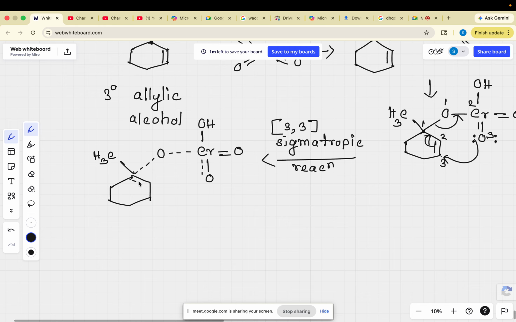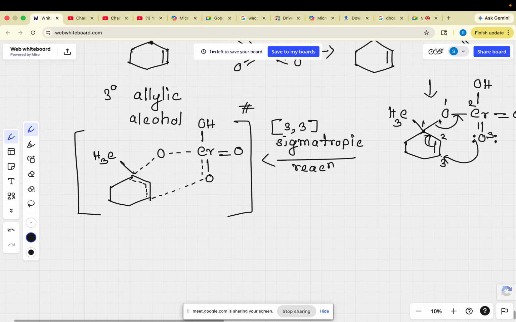Now this double bond is shifting to here, here, and ultimately here. So see, 1, 2, 3, 4, 5, 6. This is the transition state. This double bond is shifting to here, so that's why I have shown it dotted. That means this bond is breaking and here a bond is forming, so that's why I am showing it in dotted.